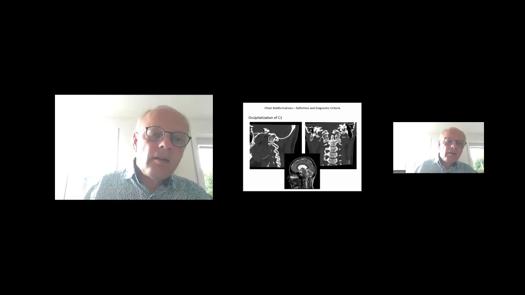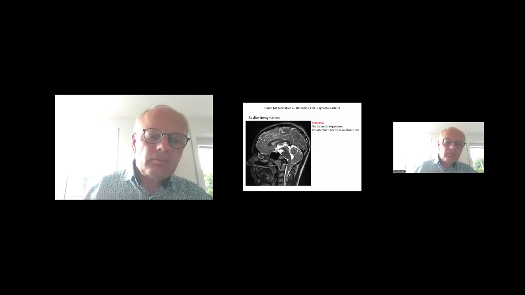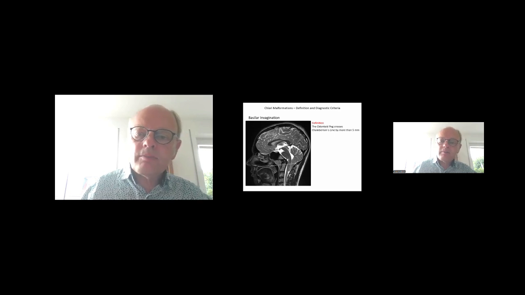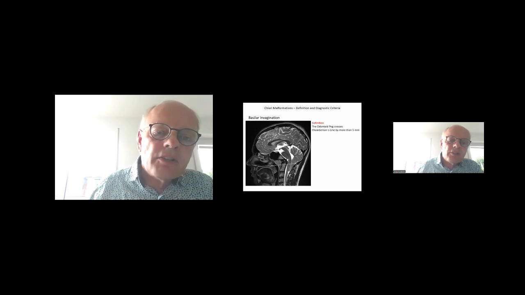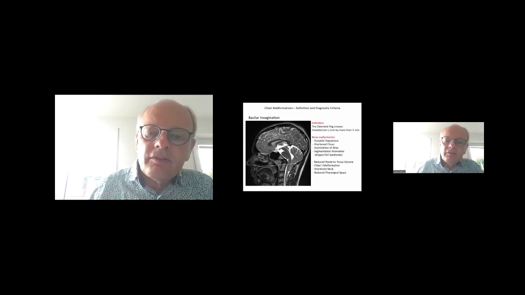Here you have a patient with occipitalization of C1. You can see it on the coronal and parasagittal planes quite clearly, with a normal appearing C1-C2 joint below. Basilar invagination is defined by a line between the posterior rim of the foramen magnum and the hard palate. If the odontoid peg crosses this Chamberlain's line by more than 5 millimeters, this is considered a basilar invagination, and there are a number of bony malformations associated with it.